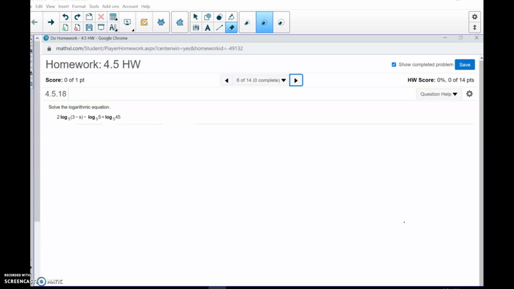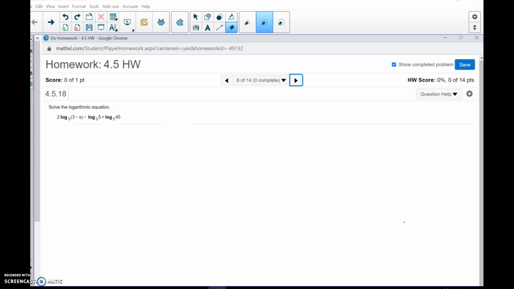Hi class, I wanted to check out a homework problem from 4.5. So this says to solve the logarithmic equation. So we're going to have to use some rules of logarithms to simplify this expression and solve.